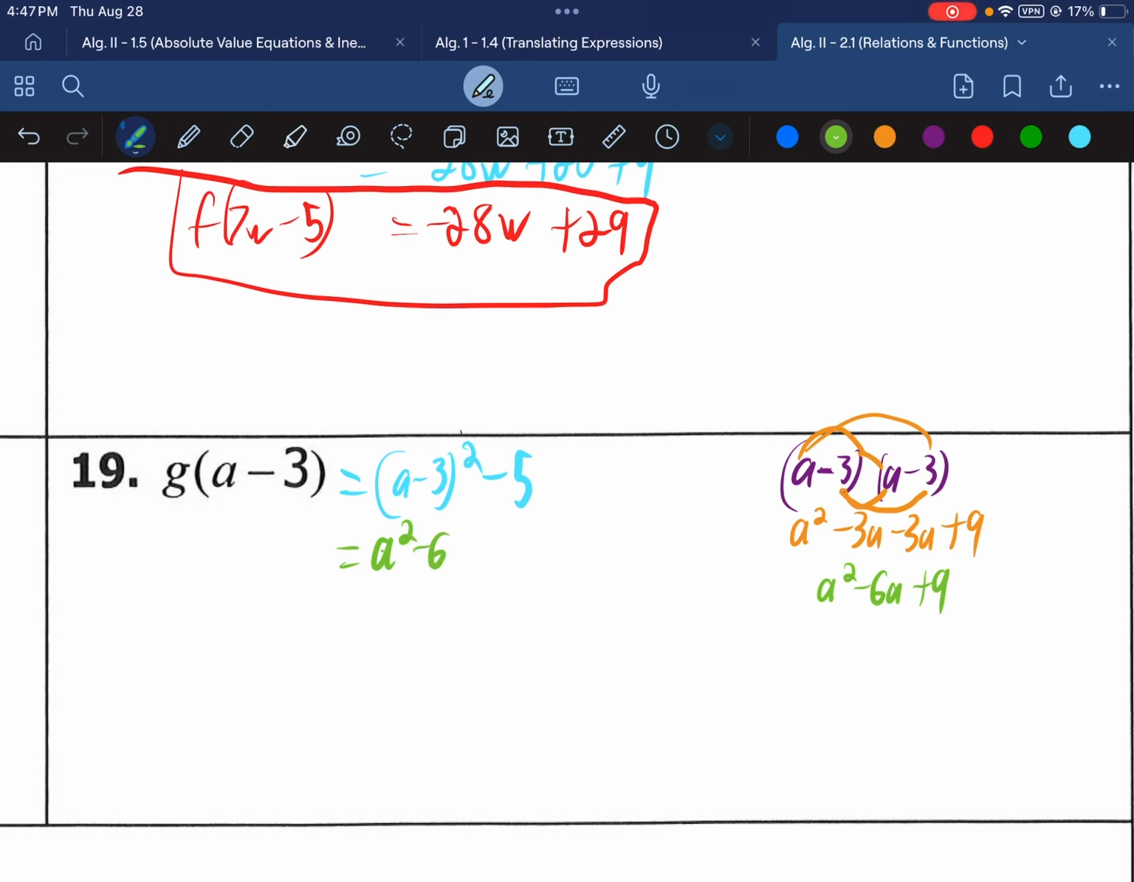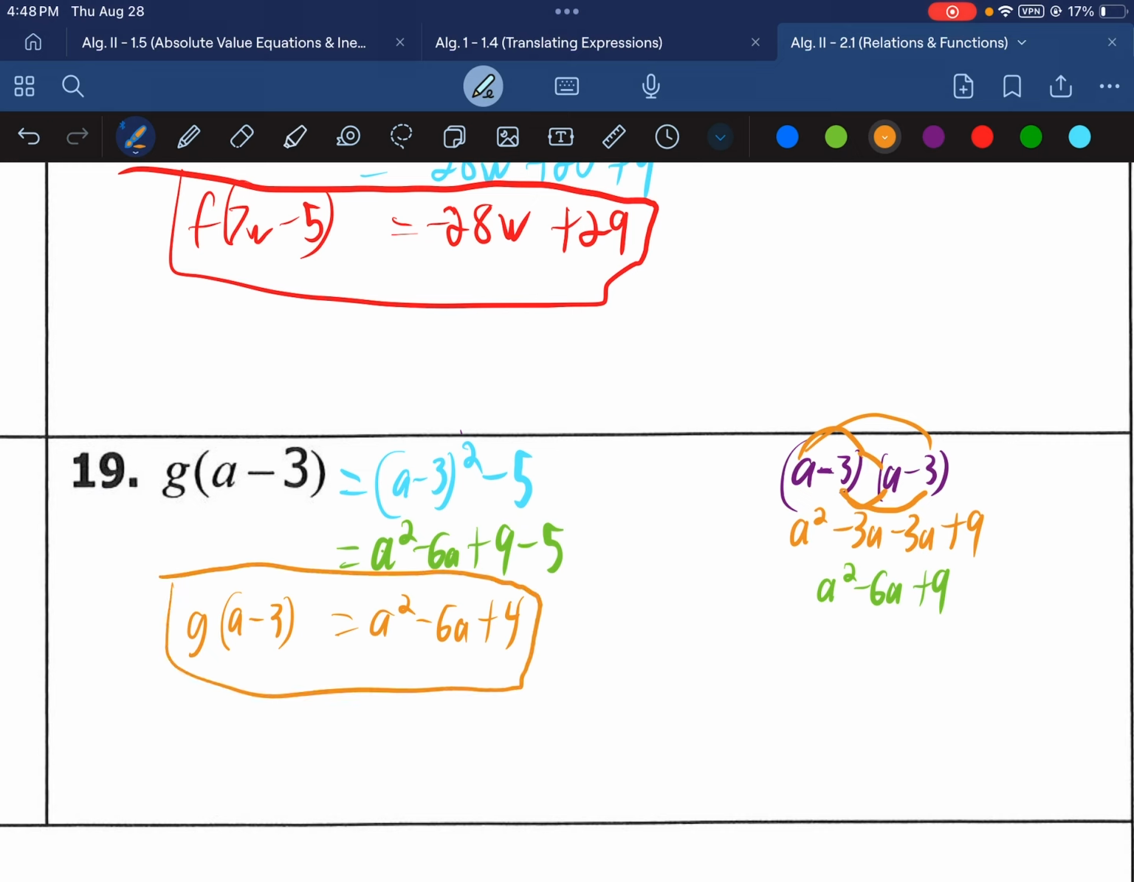So we get a squared minus 6a plus 9 minus 5. And now we combine like terms here to get a squared minus 6a plus 4. And that's all we could do. We can't combine anything else, so g of a minus 3 is equal to a squared minus 6a plus 4. So that's what we got out when we plugged in a minus 3.